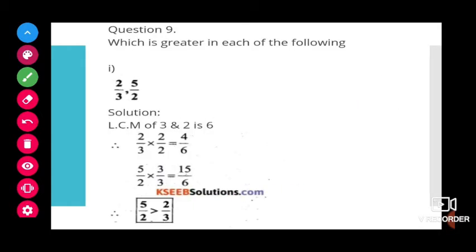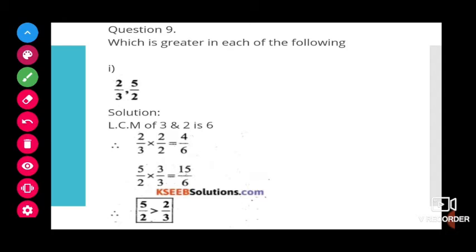Next one, which is greater in each of the following? Okay. Here also, children, whatever the procedure we followed here, the same procedure only. In a previous one also we found which is greater, which is smaller, then only we kept that less than or greater than. No, same thing here. Which is greater means only one thing they are asking. Here also same procedure we are following, equalizing the denominators and going to compare the numerators.